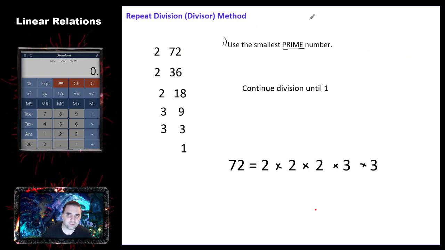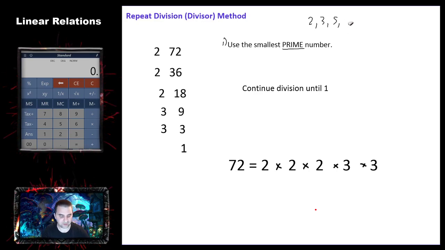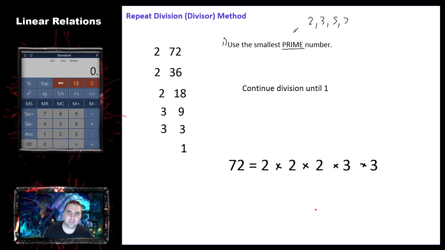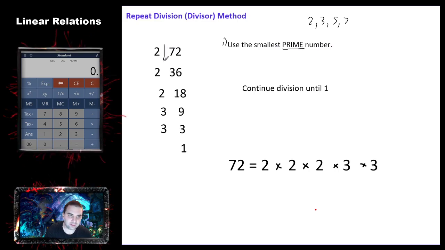So the prime numbers you should know are 2, 3, 5, 7, and it does continue on. You have a few more like 11 and so on, but you won't use them quite as often. Those ones you can just test along the way. Usually 2s and 3s and 5s are going to be the ones that you're going to encounter the most. So use the smallest prime number to divide that. So I go like this.